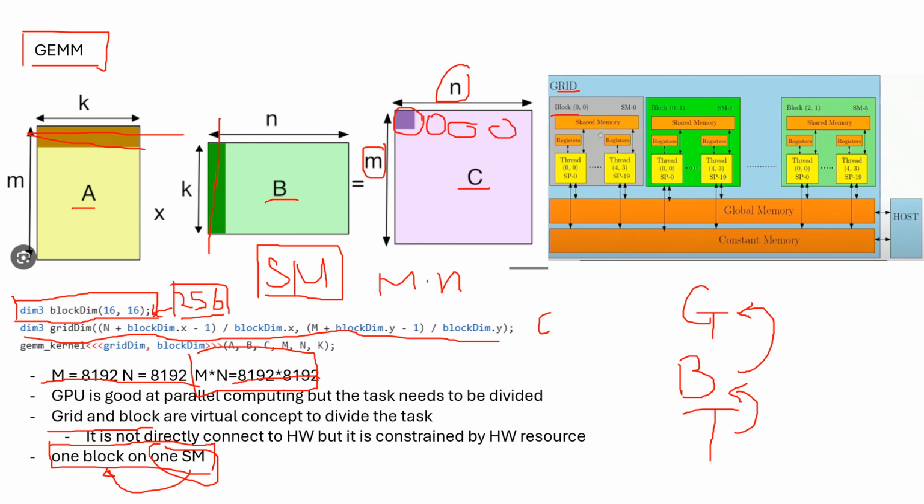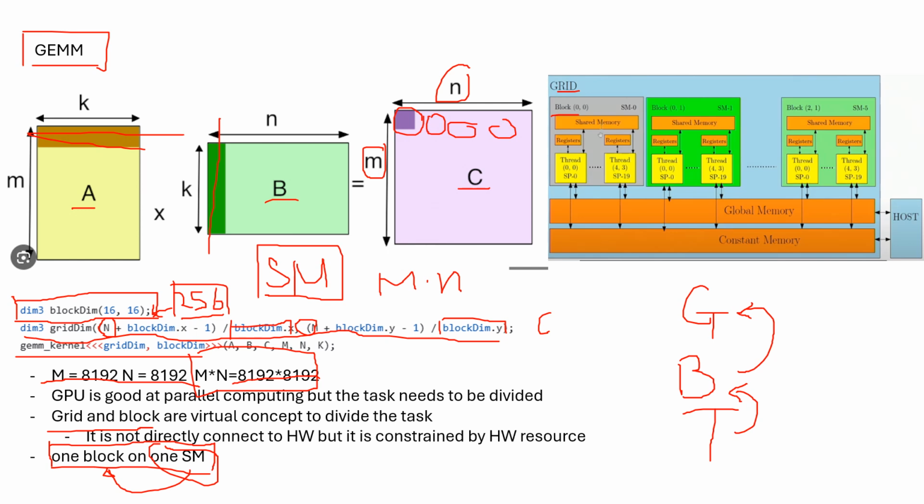So what we need to do is simply divide the lengths of m and n by the size of the block here. Then with that, we can calculate how many grids we need, and this information will be passed to the kernel to do the calculation. So that's the whole principle.